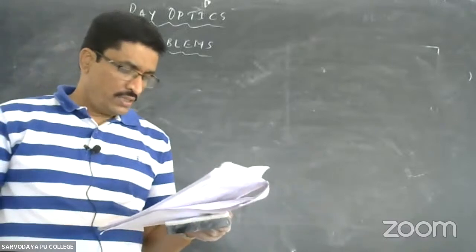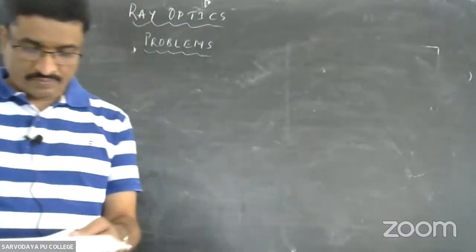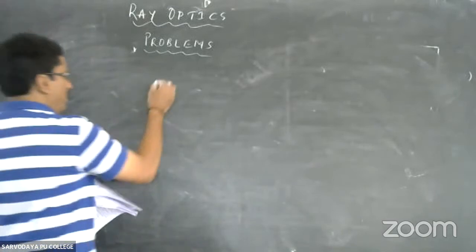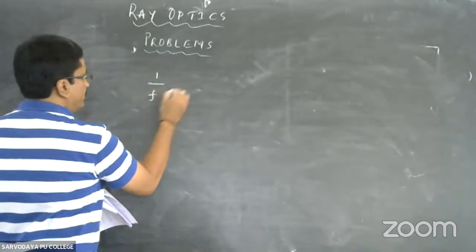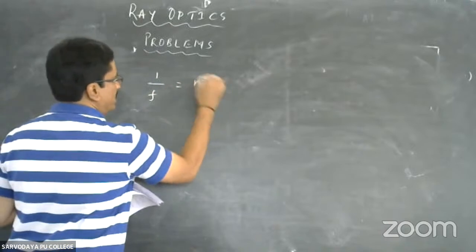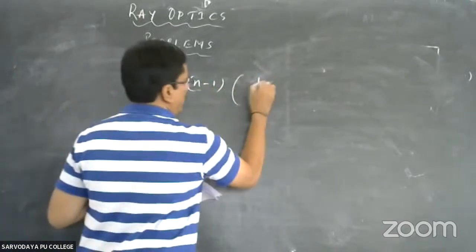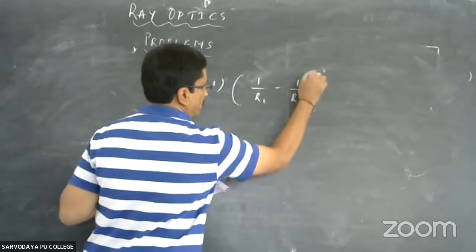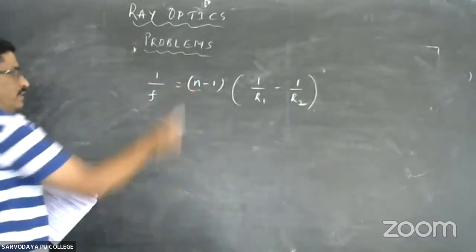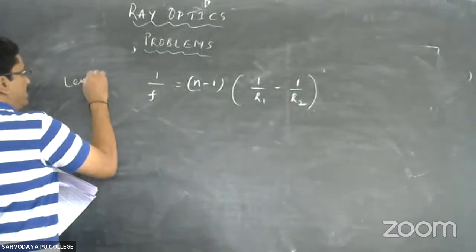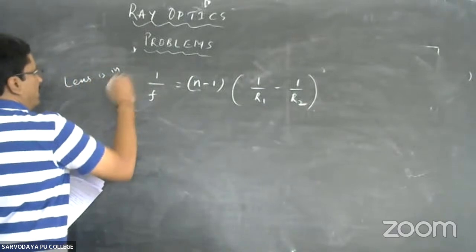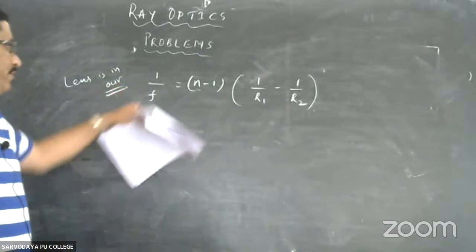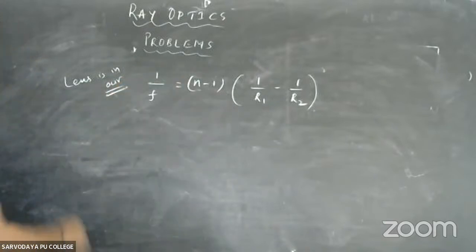Okay, now double convex lenses are to be manufactured. Before that, I mention the lens maker's formula: 1 by f is equal to (n minus 1) into (1 over r1 minus 1 over r2). This is when the lens is in air. If the lens is in air, this formula should be used.